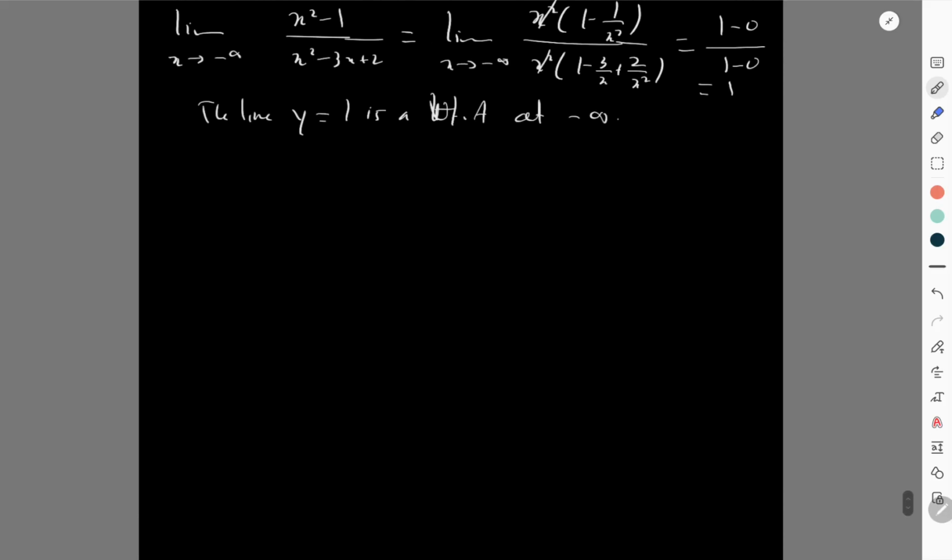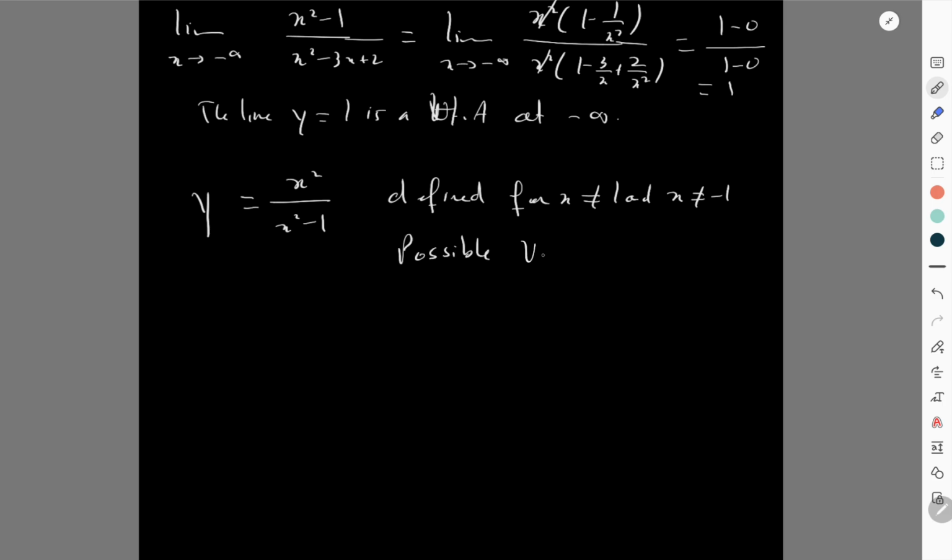Now we have one more example. y is equal to x squared over x squared minus 1. The domain is clearly defined for x different than 1 and x different than minus 1. The possible vertical asymptotes in that case, this is a rational function, are the lines x equal 1 and x equal minus 1.